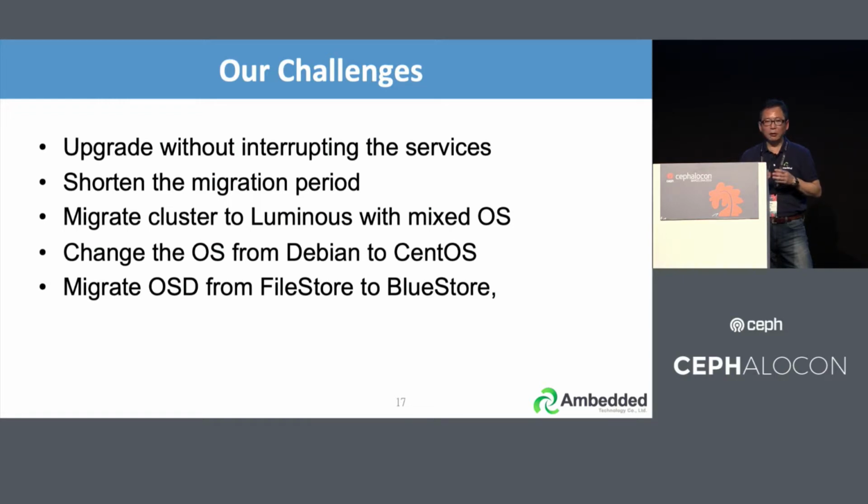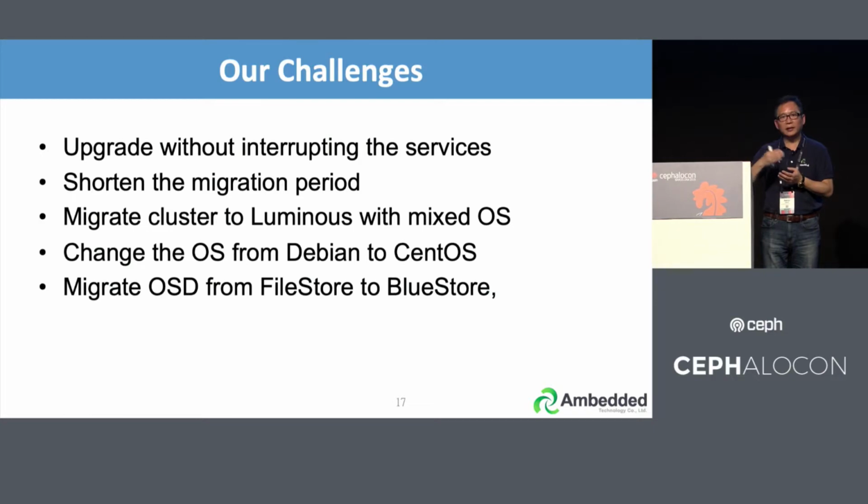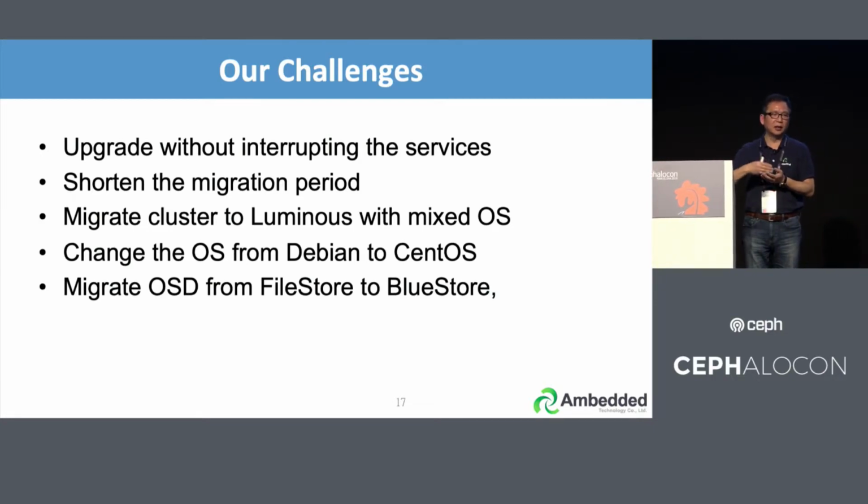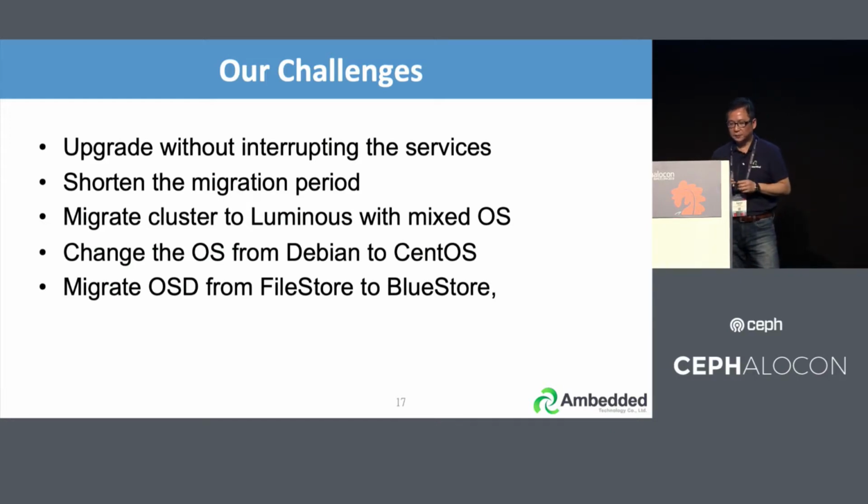And because our new 64 bits ARM server uses CentOS as its operating system, the previous one is Debian, but the new generation is CentOS. To unify the management user interface, we have to not only migrate the Ceph, but also change the old server operating system from Debian to CentOS. That's another challenge.